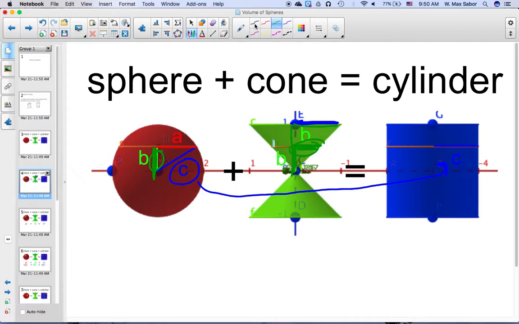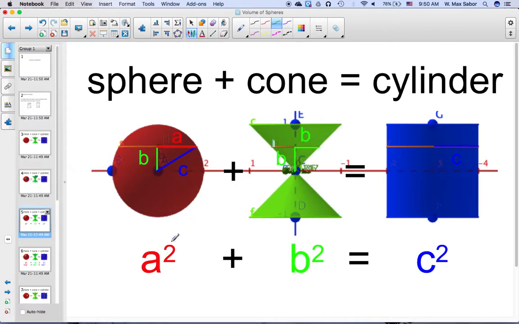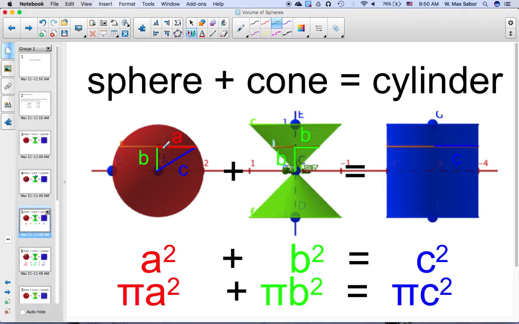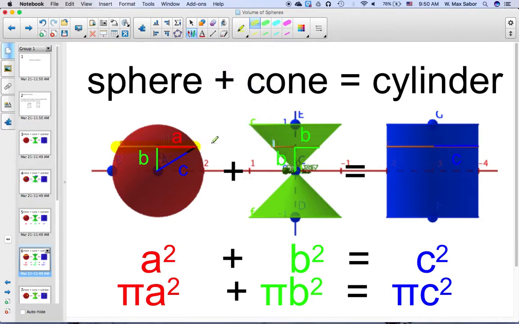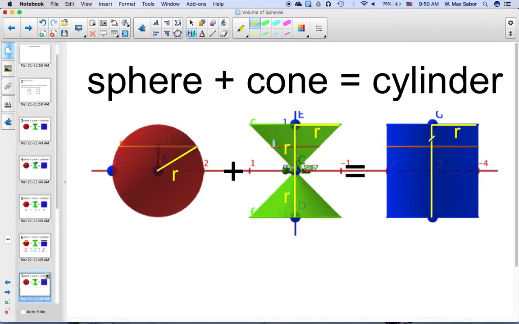So in other words, we can say from this right triangle, A squared plus B squared equals C squared because it's a right triangle. Then, once we have the right triangle, we can multiply it by pi to say, okay, pi A squared plus pi B squared equals pi C squared. So, in other words, this circle plus this circle equals that circle. So we have that the circles add up, and if the circles add up, the volumes should add up. So the volumes of these three things are adding up.